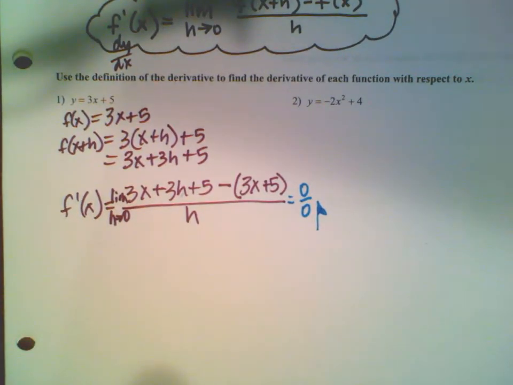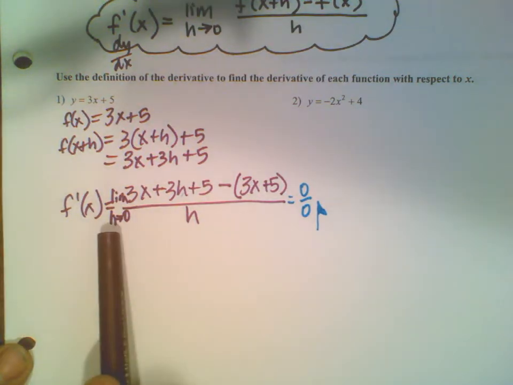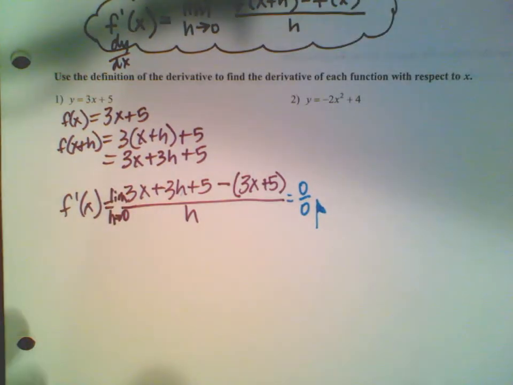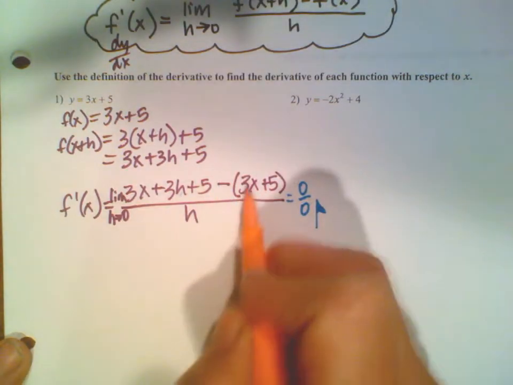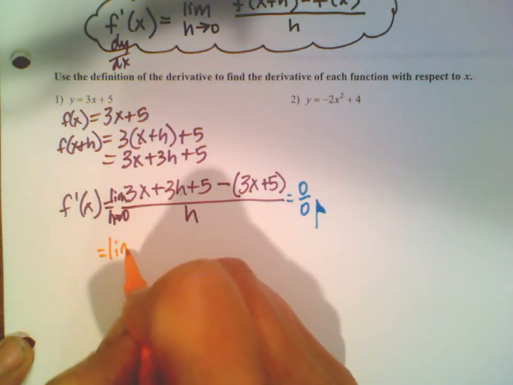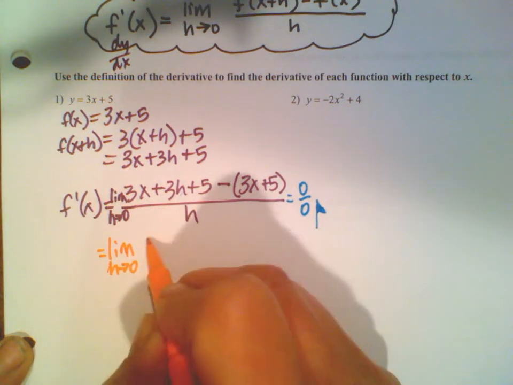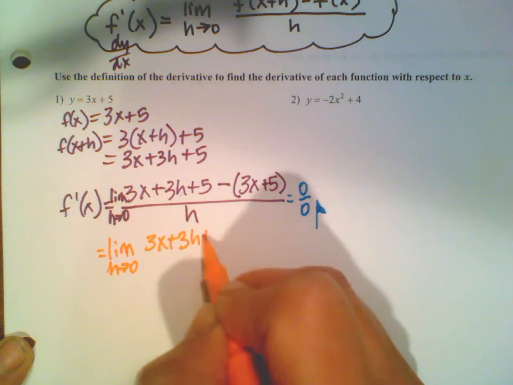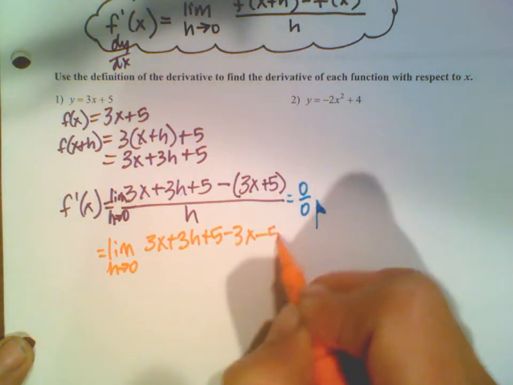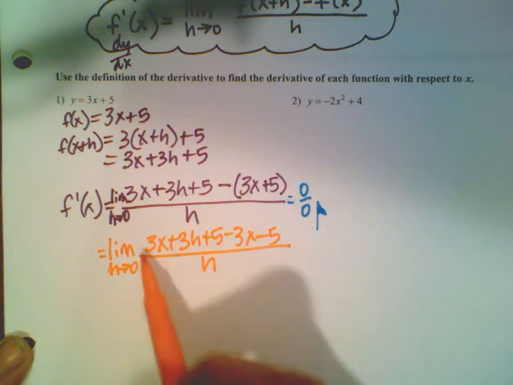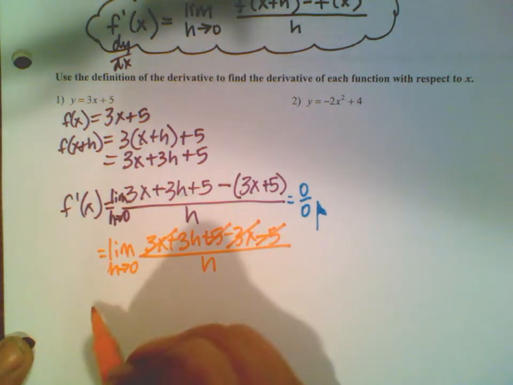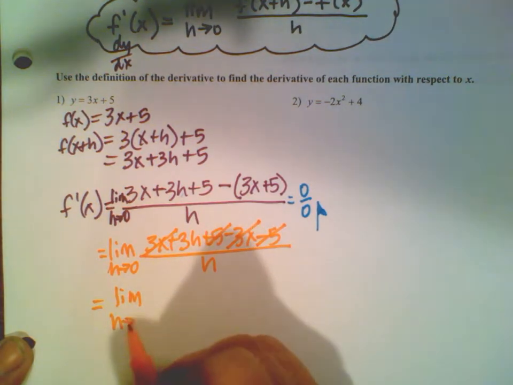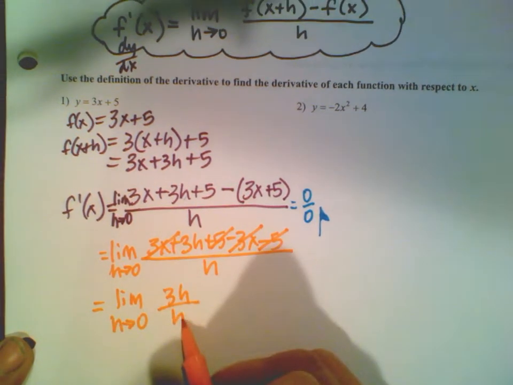And so I am going to do some simplifying before I actually take my limit by plugging that in. So I will start by, like I said, distributing. I mentioned this before. I'm going to distribute that minus. So this is equal to the limit as h approaches 0 of 3x plus 3h plus 5 minus 3x minus 5 all over h. And then I'll do some math, clean this up, 3x minus 3x, 5 minus 5. I end up with the limit as h approaches 0 of 3h over h.